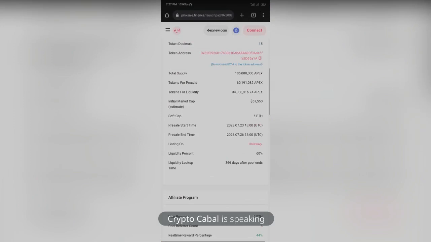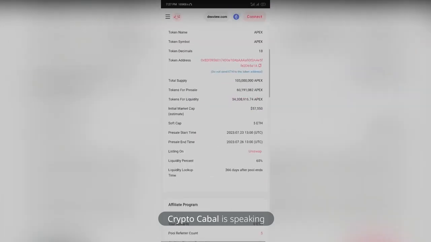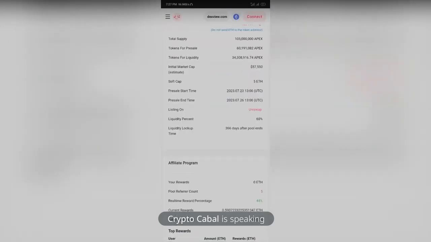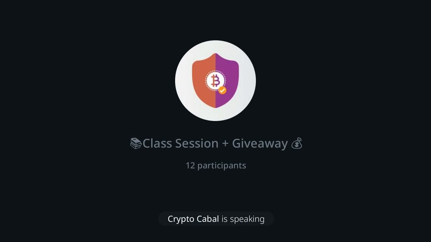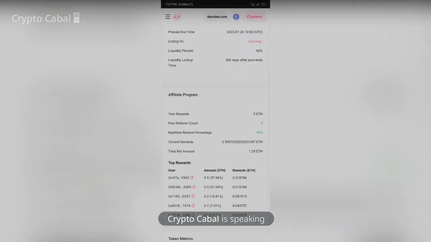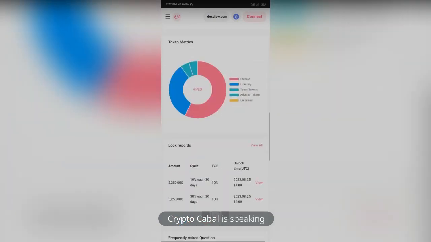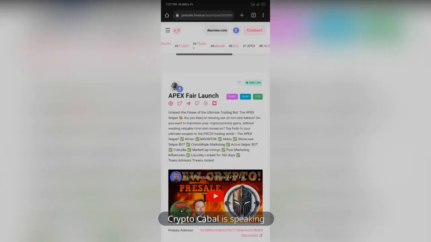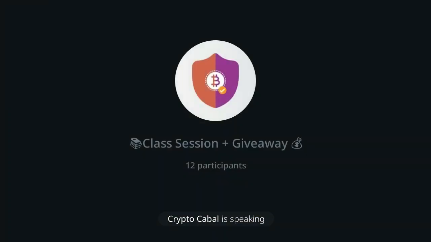But if you get the one that is not a fair launch, you would actually see the price which they are listing for. You see everything, how they want to plan all their activities. Now you can see this particular Apex, it's on the Ethereum blockchain.